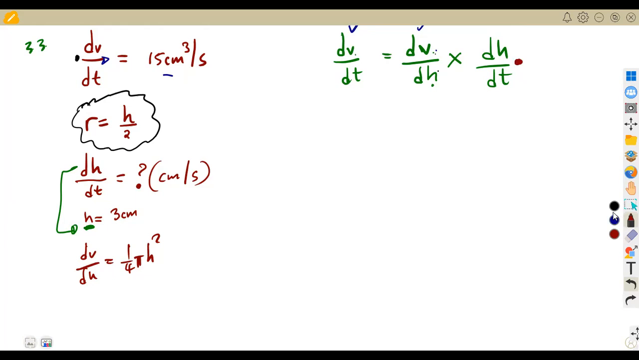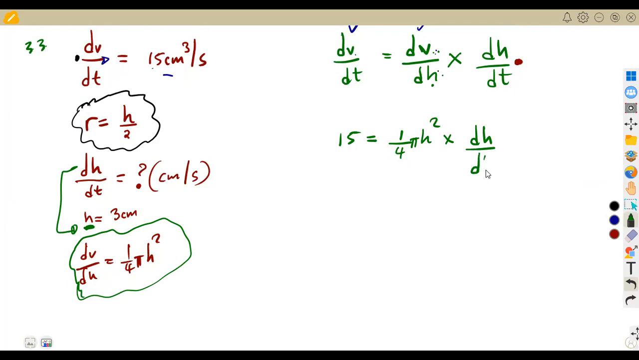So we simply have to substitute and make what we want the subject, because we have dV/dt here, it's 15. So 15 is going to be equal to dV/dh, which is the derivative of the volume with respect to the height. In this case, we got 1 over 4 pi h squared times dh/dt, which is the one that we are supposed to find, how the height is increasing with respect to time.